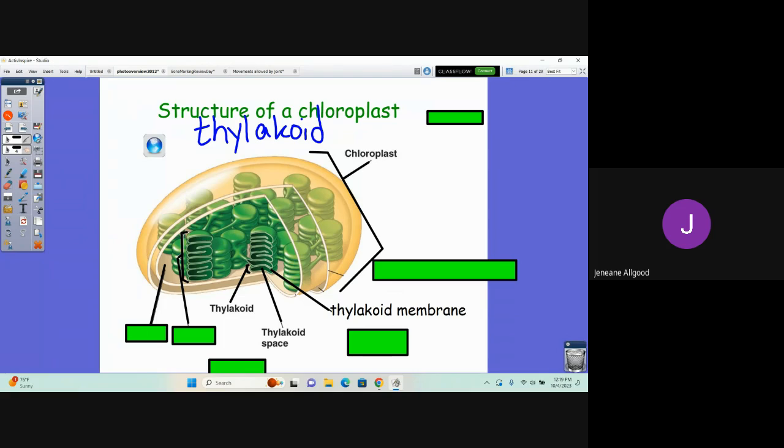And then this area outside the thylakoids, which is called the stroma, that is going to be where your Calvin cycle takes place, or your light-independent reactions. And so you've got to be familiar with the anatomy of a chloroplast to understand where these reactions happen. Notice that these thylakoids are all stacked up, and so a single stack is called a granum.